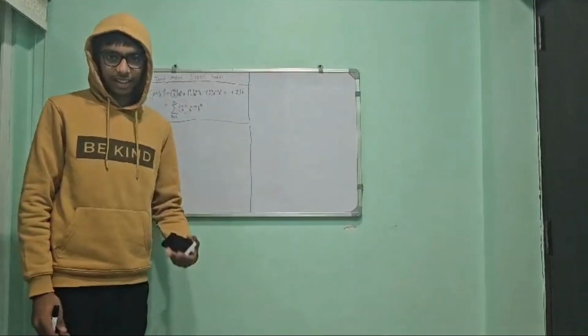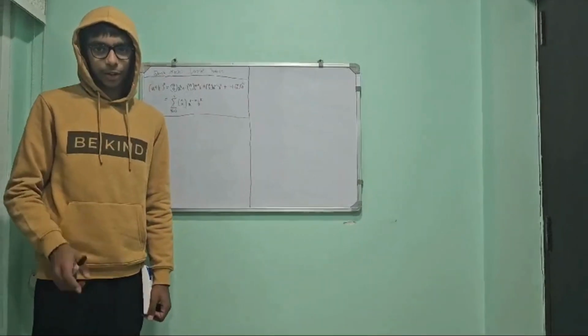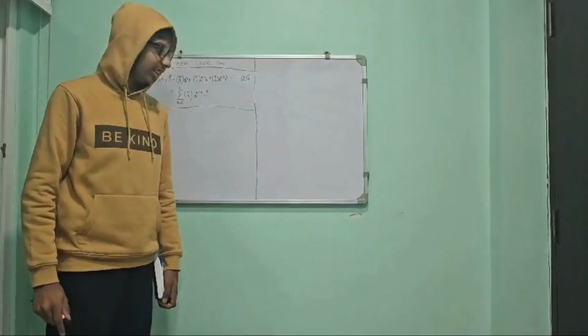Today we'll be examining how to quickly compute some big powers. For example, if we have 99 to the power 4, 101 to the power 5, and we'll be looking at an easy way to compute those quickly in maths competitions.